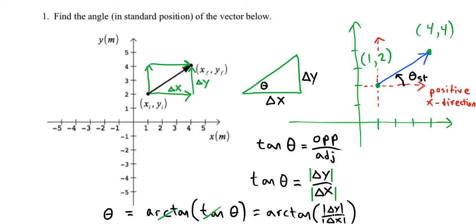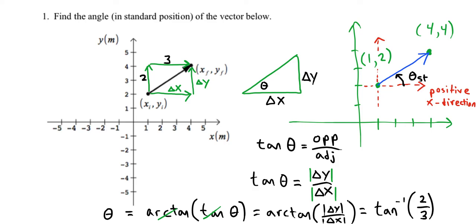Okay, so let's go ahead and find out what our delta y and delta x are for this vector. It looks like our delta y is going to be 2 and our delta x is going to be 3. So let's put those numbers in. We want the arctan, or the tan inverse, of 2 over 3. That's going to give us our answer here.